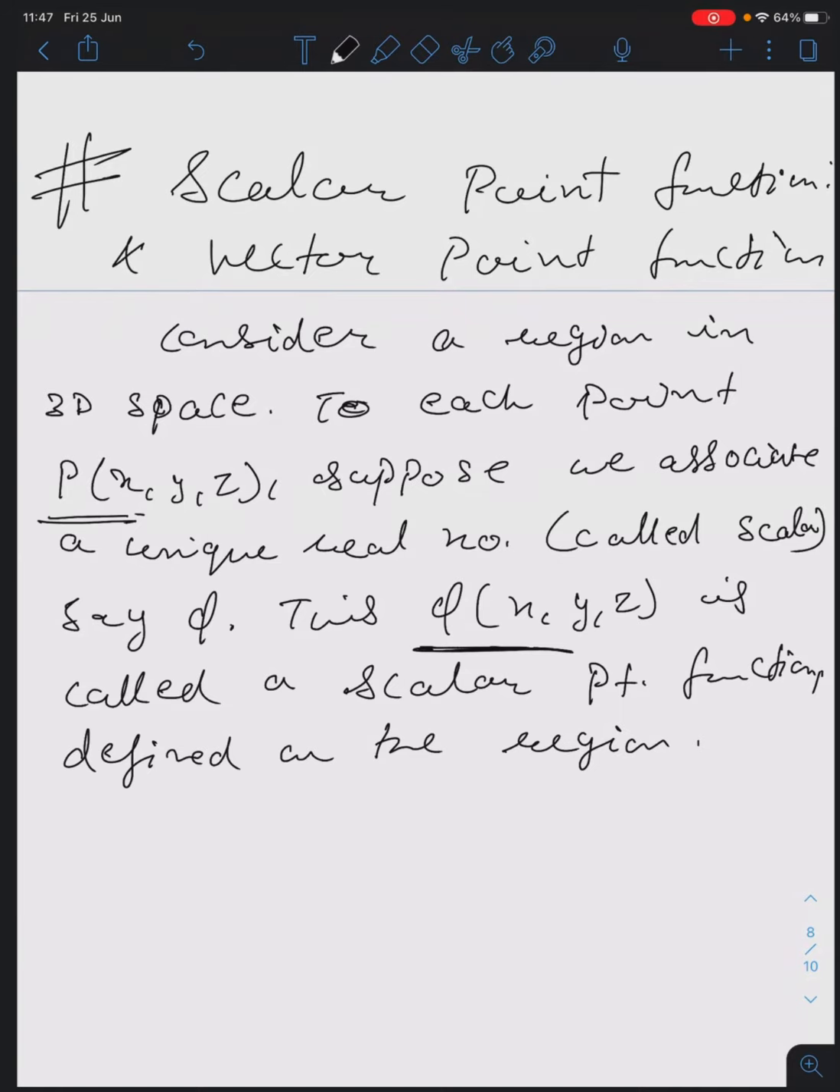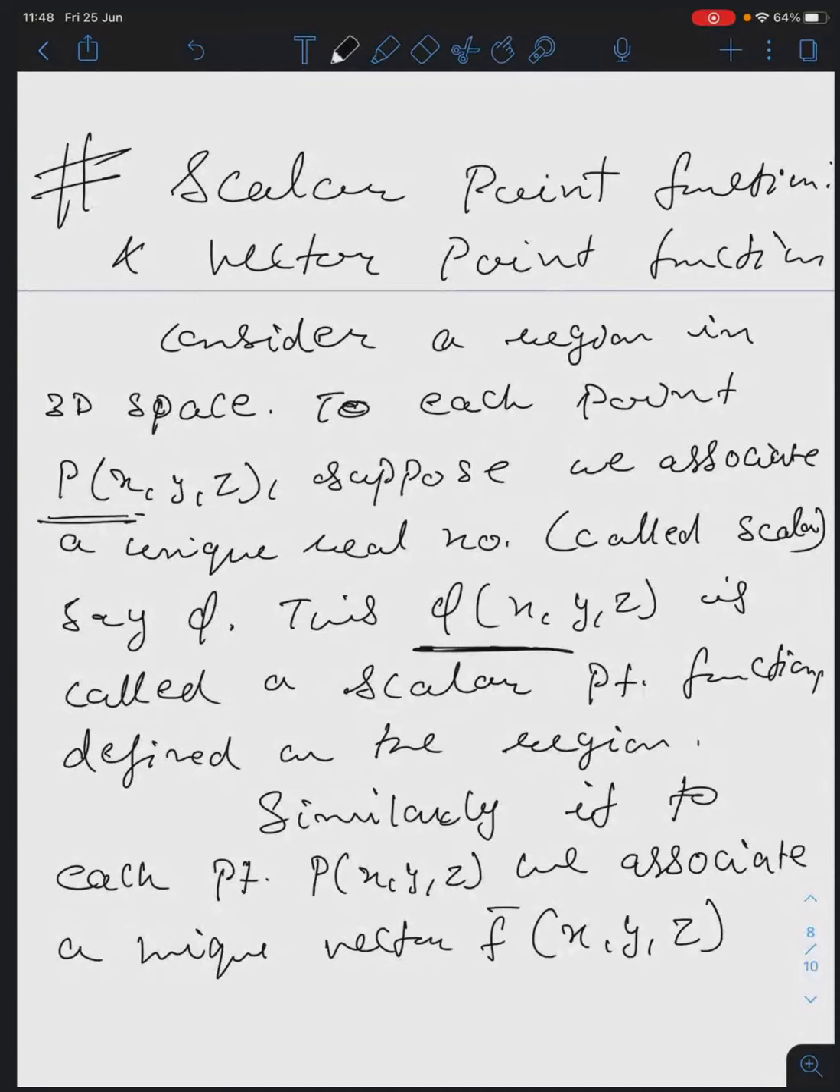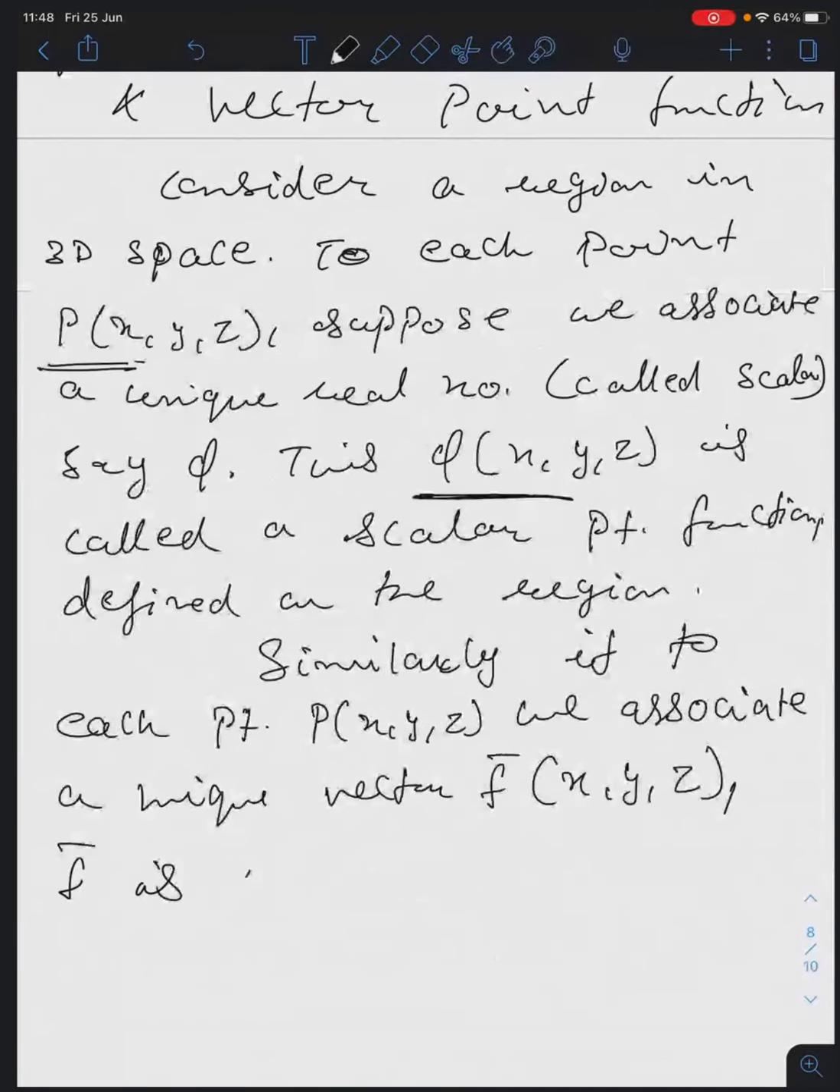Now similarly you can define, if to each point P of x, y, z, we associate a unique vector function f̄, then f̄ is said to be a vector point function. The vector point function.